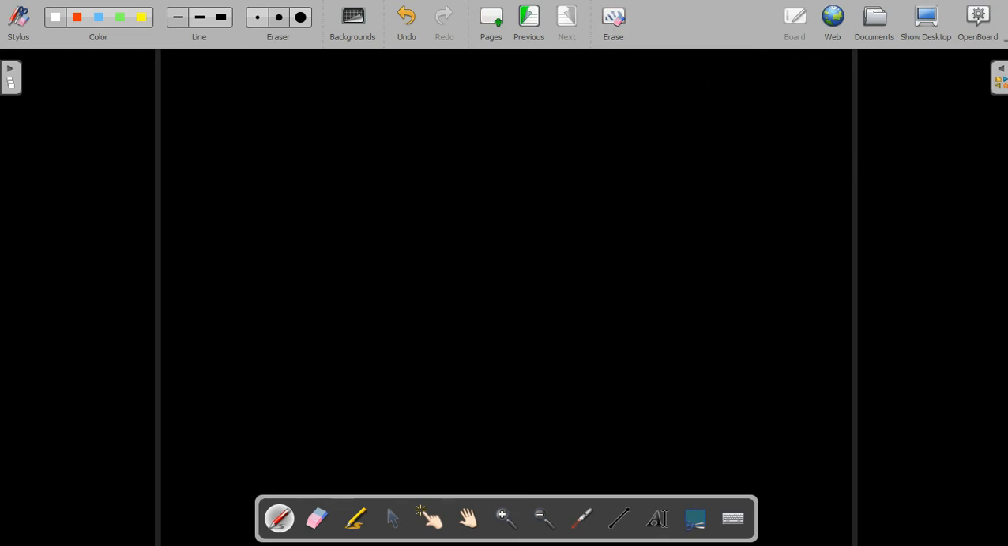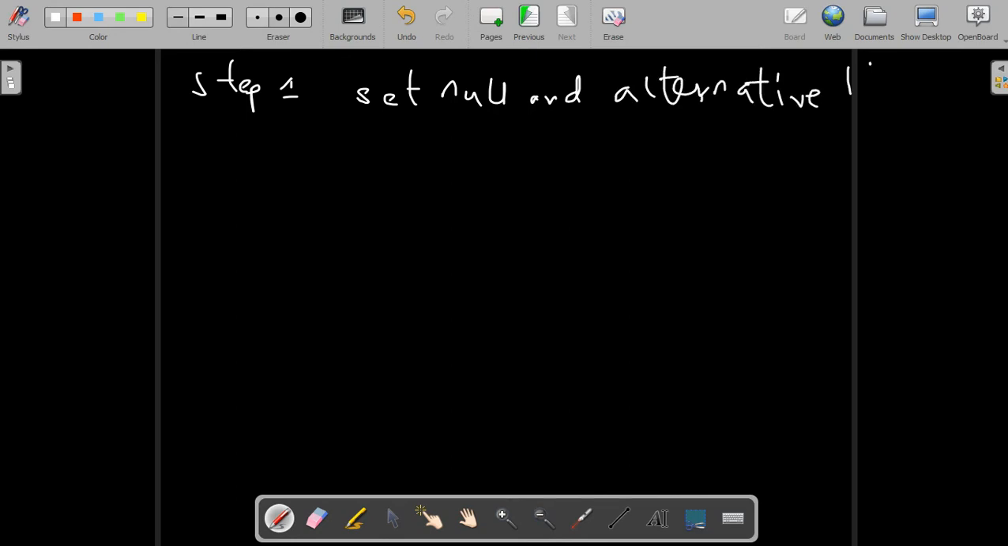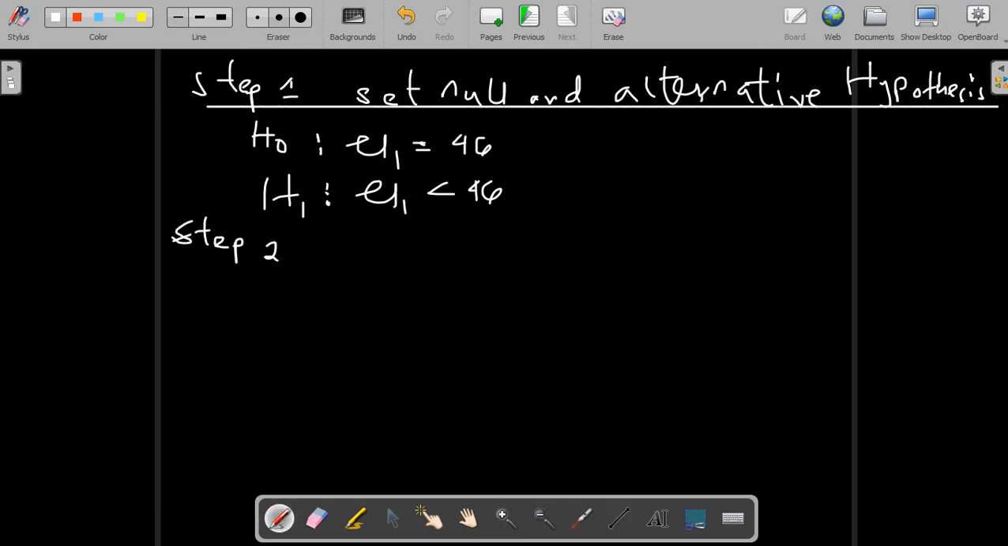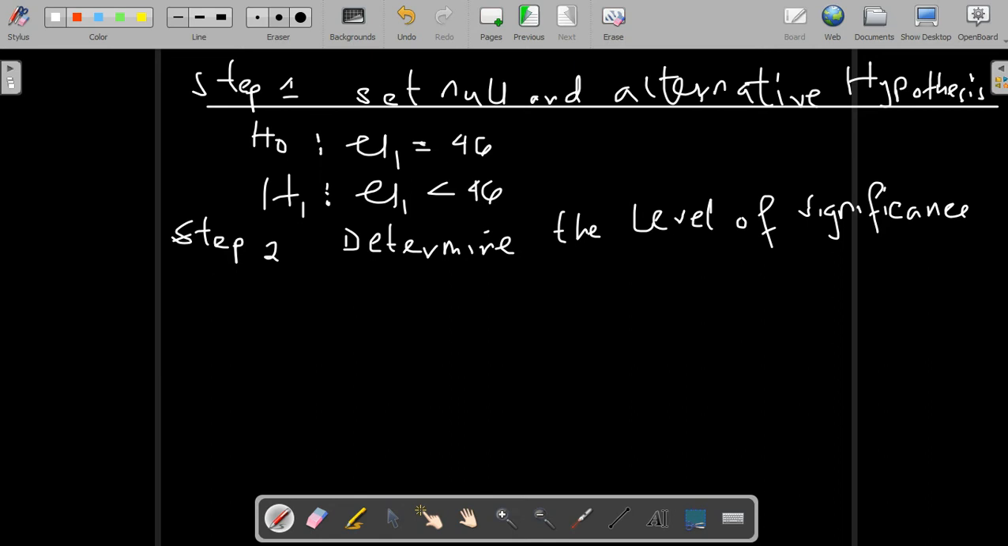So under the procedure for hypothesis testing, we are going to tackle this question as follows. Step number 1, we set out the null and alternative hypotheses, whereby we have H0 such that the population mean is equal to 46, and H1 that the population mean is less than 46. Since our scenario is one-sided, which is less than, that's why we demonstrate it with a less-than sign. Now step 2, we determine the level of significance. The level of significance we have been given is 0.05.